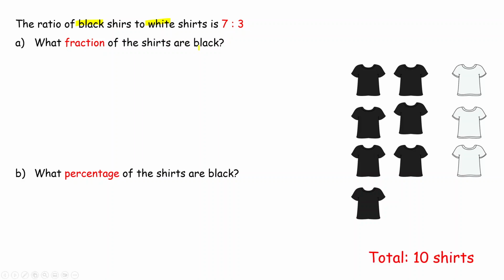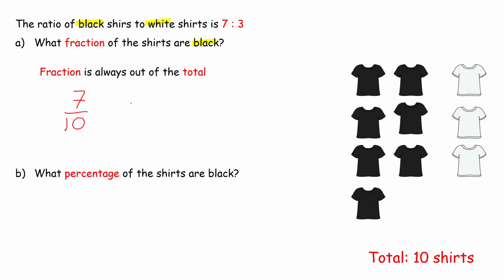Now, a fraction is always out of the total. So if you're looking at the black shirts, you can see you've got 1, 2, 3, 4, 5, 6, 7 black shirts, 7 out of a total of 1, 2, 3, 4, 5, 6, 7, 8, 9, 10. So 7 out of 10, and that is your answer.